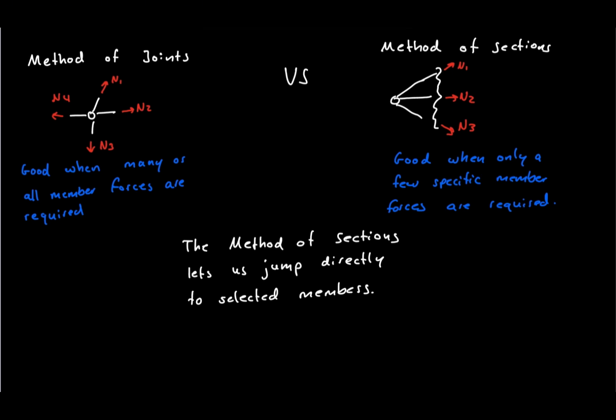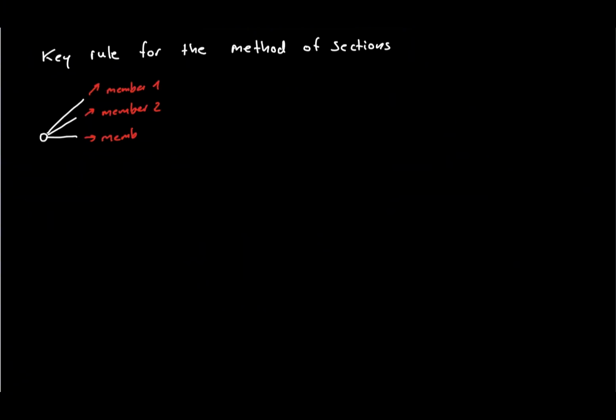Instead of isolating a joint, we imagine cutting through the entire truss. The cut exposes the internal axial forces in the members that we cut. These member forces then become external forces on the free body diagram of the isolated section. For a planar structure, we have three independent equilibrium equations. We can use horizontal force equilibrium, vertical force equilibrium, and moment equilibrium.